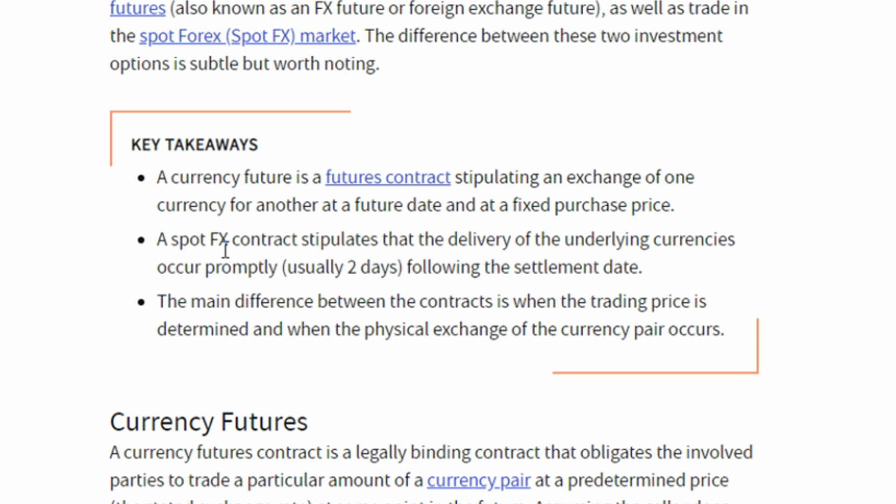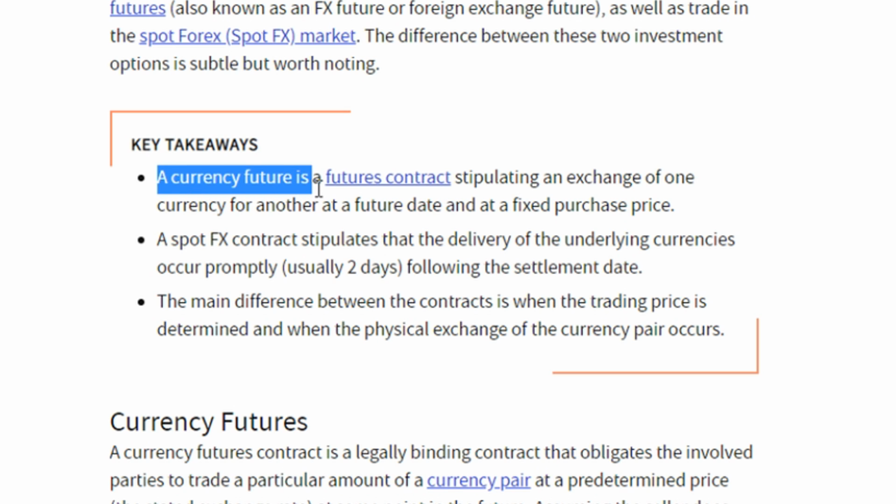So the benefits for trading futures versus spot. I'll leave all of these links in the description below so you guys can read and investigate further, because I'm only going to read specific lines, so it makes it a lot easier to understand than reading everything in the paragraph. So here, these are the advantages.